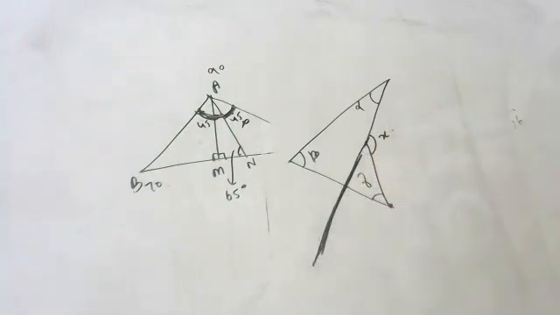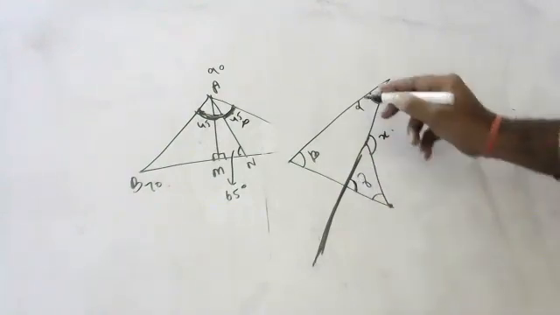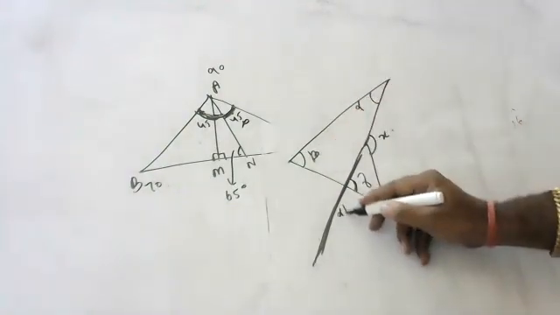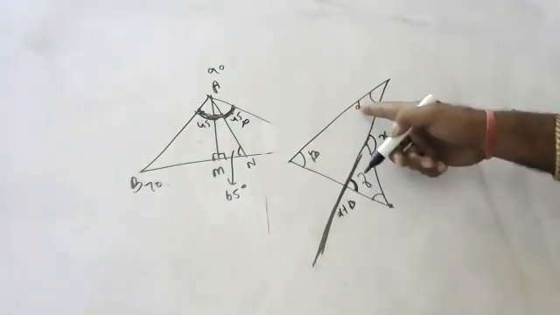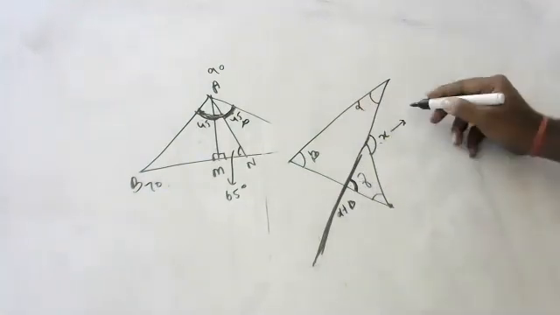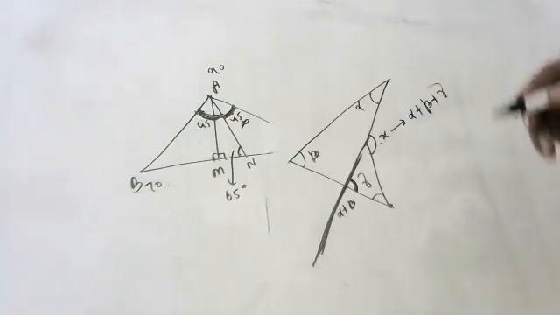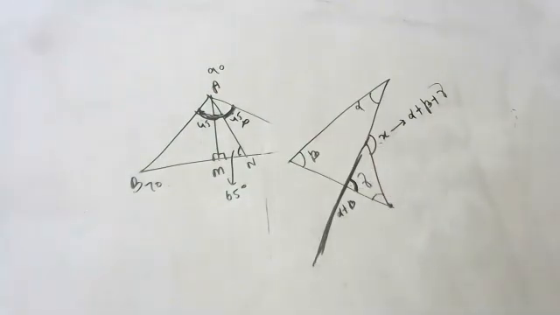I will extend this. Okay? Yes, sir. What will be this angle? This angle is how much? Alpha plus beta. Why? Exterior angle is sum of interior opposite. Now, what will be this angle? This plus this. Alpha plus beta plus gamma. Why? Because exterior angle is called sum of interior opposite angles. That's all, children. But in those options, which one, sir? Alpha plus beta plus gamma is the answer.